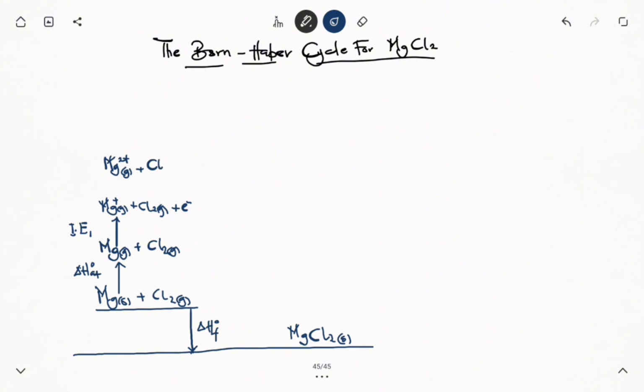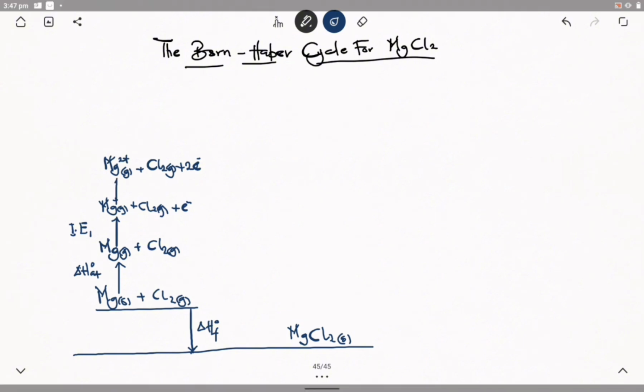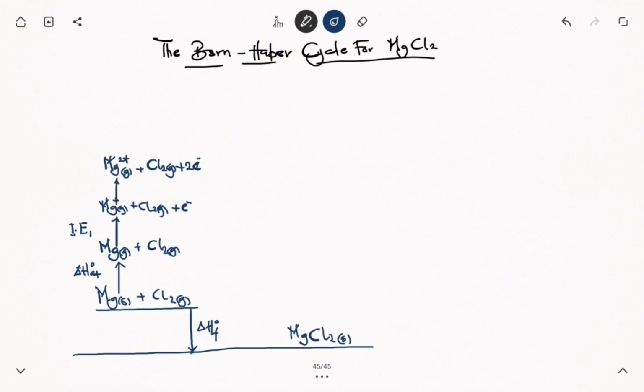Remember, we have chlorine gas here, and this time the electrons that we have are 2. Okay, now we have 2 electrons. The energy change here is the second ionization energy, so we'll call it IE2. So that is the second ionization energy for magnesium. So now we have magnesium in the ionic state.